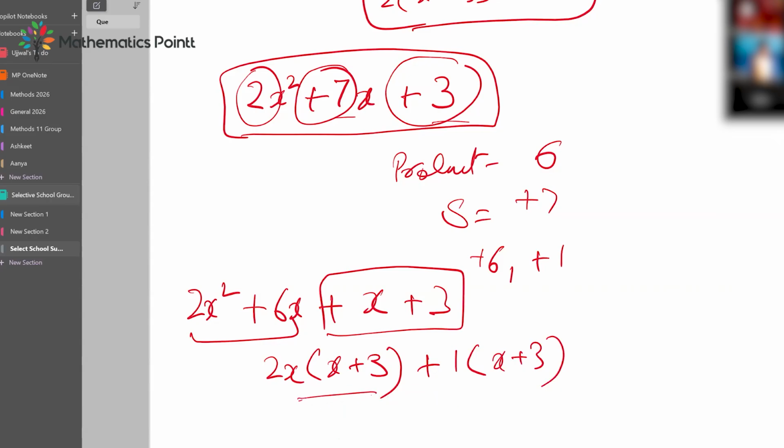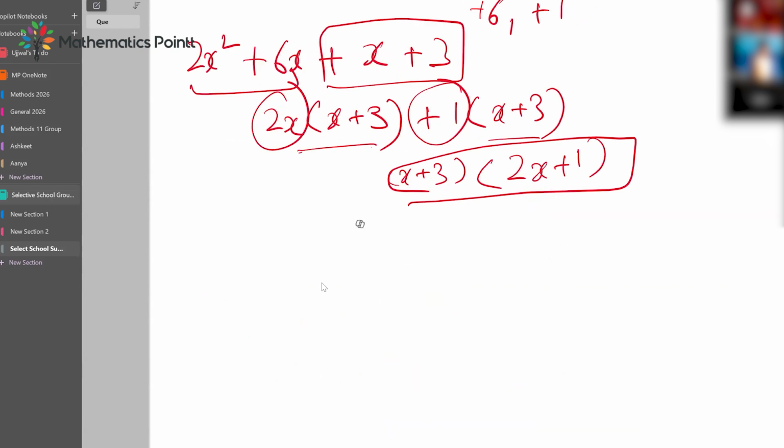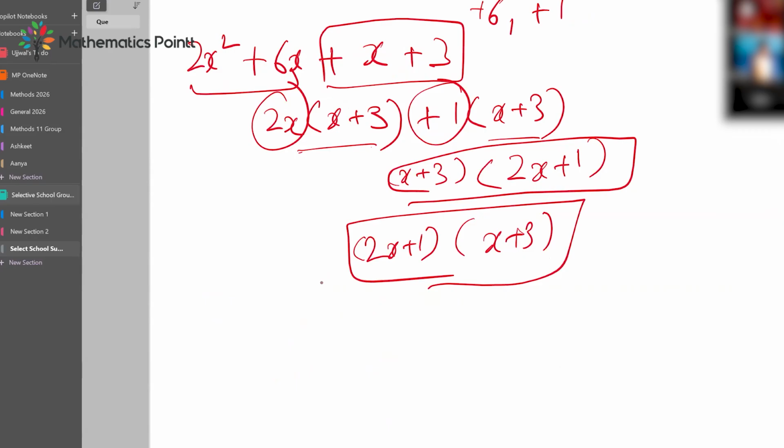And then you have x plus 3 on both the terms. And eventually, you have 2x plus 1. So if you want to write it 2x plus 1 times x plus 3, or the other way around, both of them are absolutely right answers.